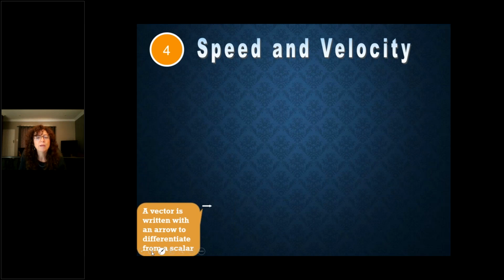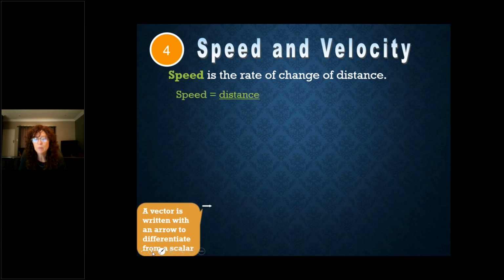All right. What is the difference then between a vector and a scalar when we're writing formulas? A vector is written with an arrow above your symbol to differentiate it from a scalar. Speed is the rate of change of the distance. So if speed is asked, it is distance divided by time: v equals d over delta t. This formula is not on your formula sheet. You have to know that.